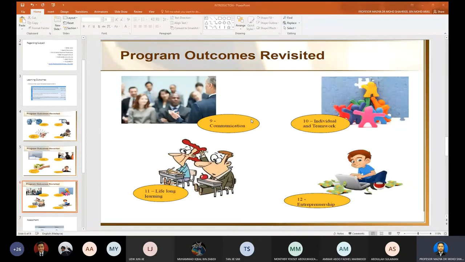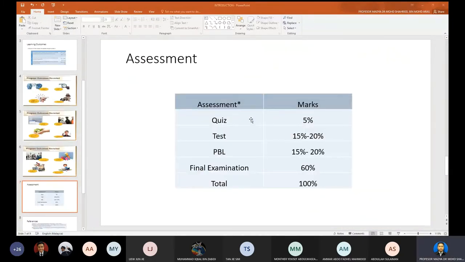So in our subject we have three POs mapped to our LOs: PO number one, PO number two and PO number nine, which is communication. We also have individual and teamwork, but we don't map it in this subject. Then number 11 is lifelong learning and number 12 is entrepreneurship. Next, this is the assessment for this subject.